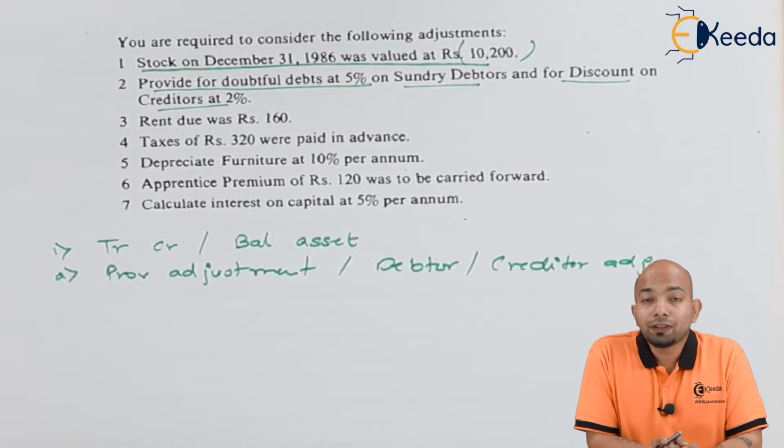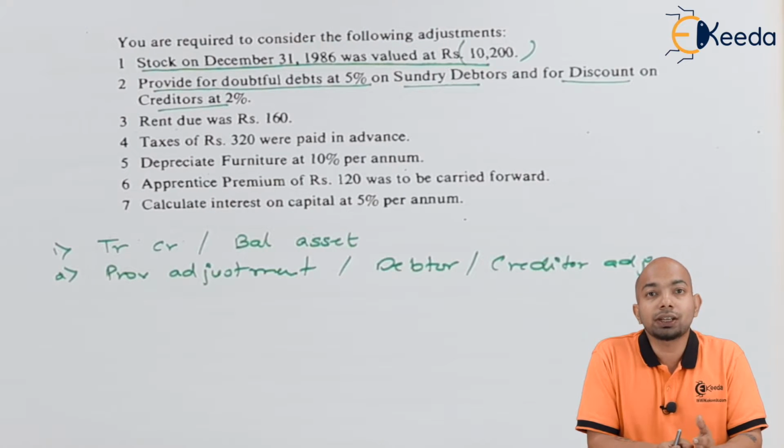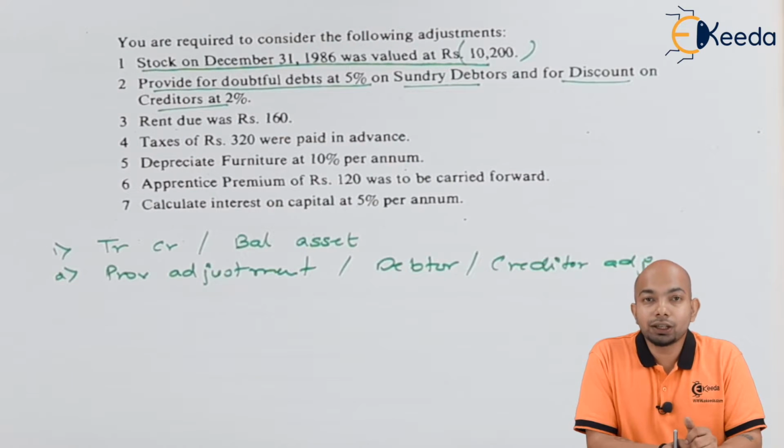So the two types of adjustments that we'll be doing under this is the provision account that was created, or the trial balance details that provided provision details will be affected, and debtors and creditors will have an effect on it.